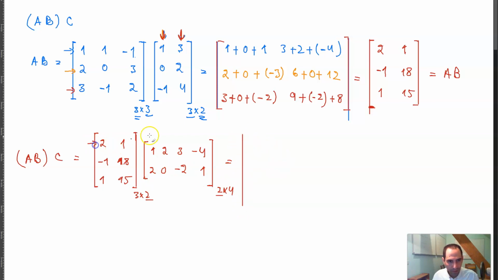So I will start with this row and this column. You have 2 times 1 is equal to 2, plus 1 times 2 is equal to 2. Then you have 2 times 2 is equal to 4 and plus 0. And then you have 2 times 3 is equal to 6 and plus negative 2. And you have 2 times negative 4 is equal to negative 8, and 1 times 1 is equal to 1. Then you can move to the second row and first column, negative 1 times 1 is equal to negative 1.